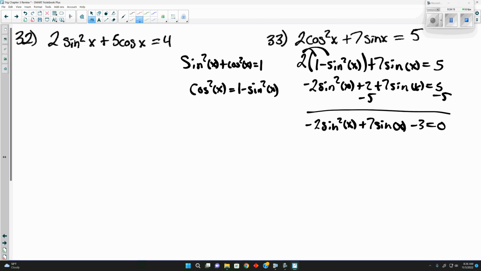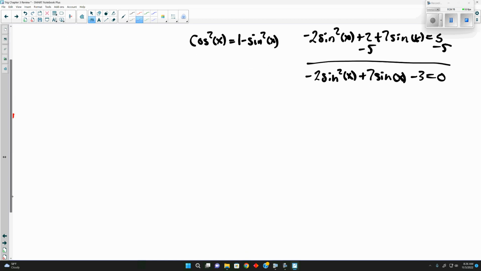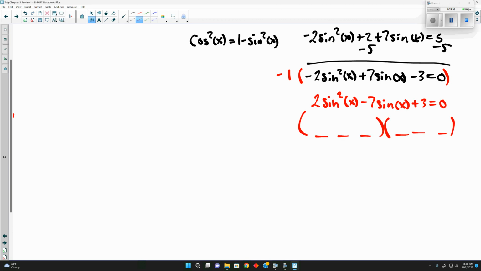Now to make this a little bit easier to factor, I'm going to divide the whole thing by negative 1 to get rid of that negative sign. If we do that, it'll just tell us that we have 2 sine squared of x minus 7 sine of x plus 3 is equal to 0. Since the third term is positive, the signs are the same and they match the sign of the middle term, so we both have negative and negative.